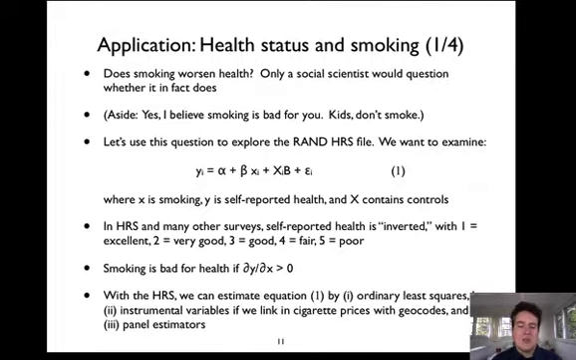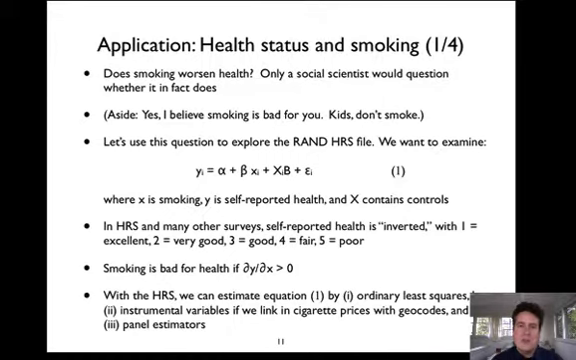With the HRS, you can either estimate equation 1 with ordinary least squares. You could also do it theoretically with instrumental variables by linking in something that's exogenous to the individual's choices, such as cigarette prices. And you could do that with state or even more micro level geocodes. We're not going to do that today. That's restricted data that I don't have. And it's just good to keep in mind that this is possible.